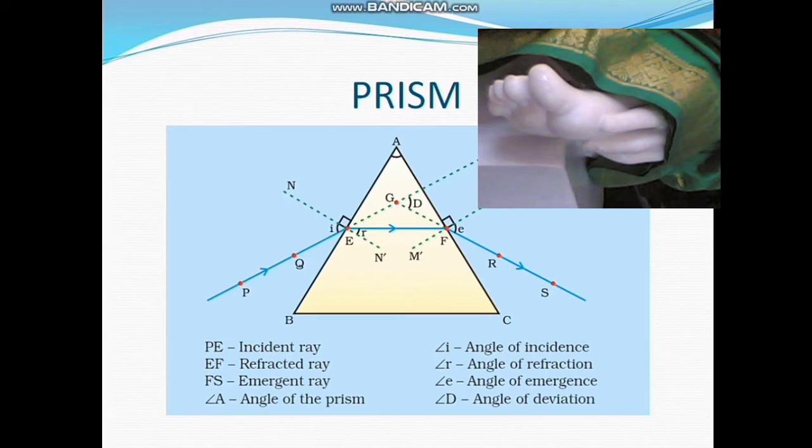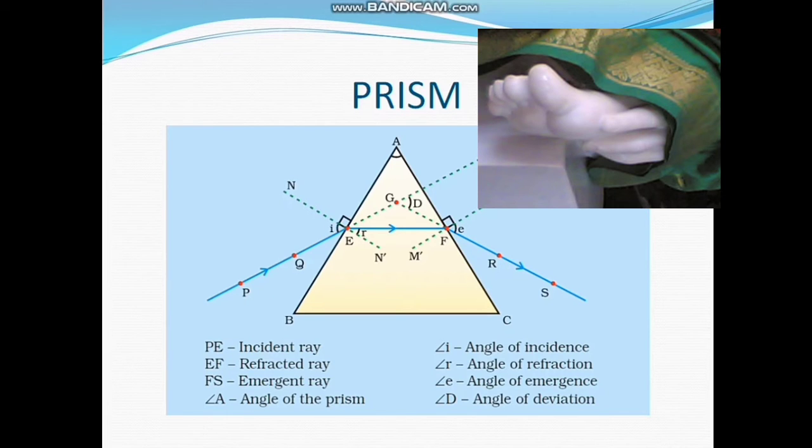Here PE is the incident ray, EF is the refracted ray and FS is the emergent ray. We note that the ray of light is entering from the air medium to the glass medium at the first surface AB. Then the light ray on refraction bends towards the normal. At the second surface AC, the light ray has entered from the glass medium to the air medium. So it is again bent away from the normal. By drawing these lines, you can observe this.